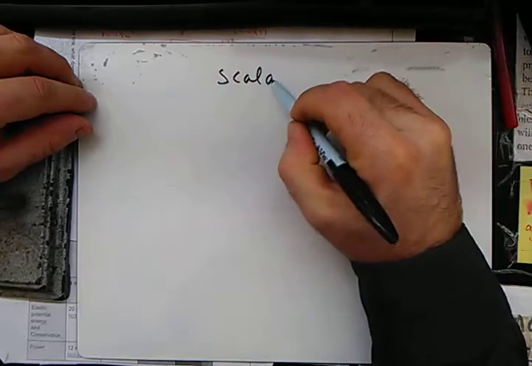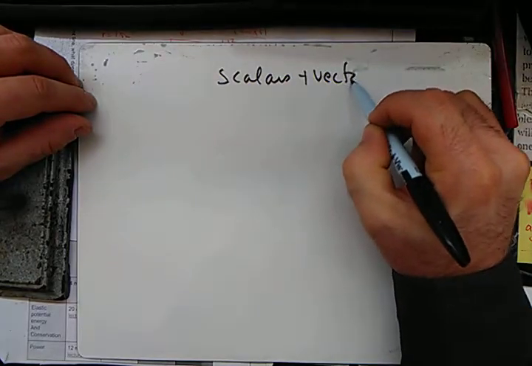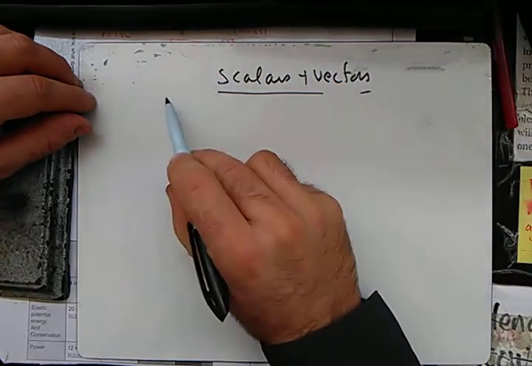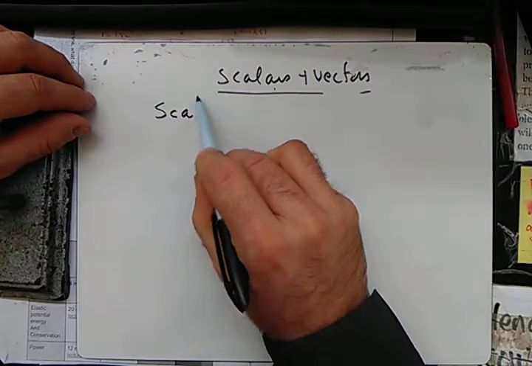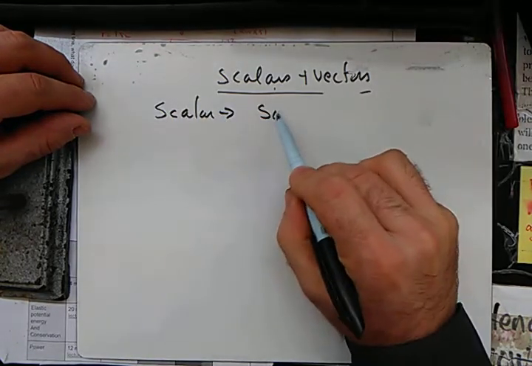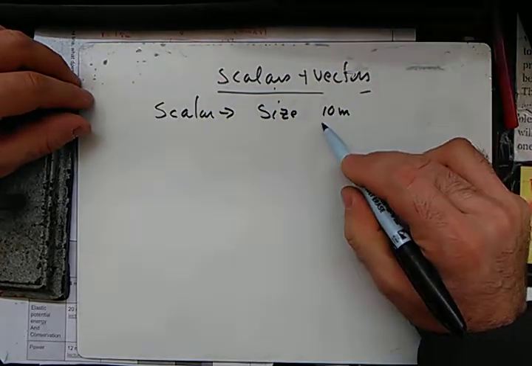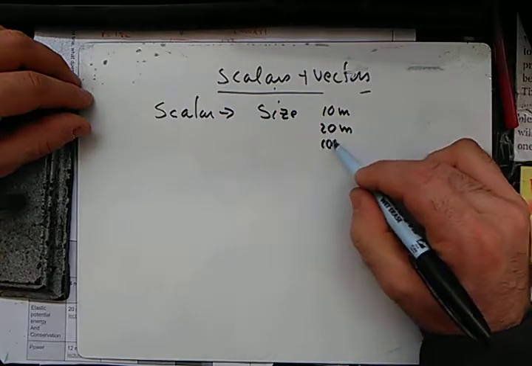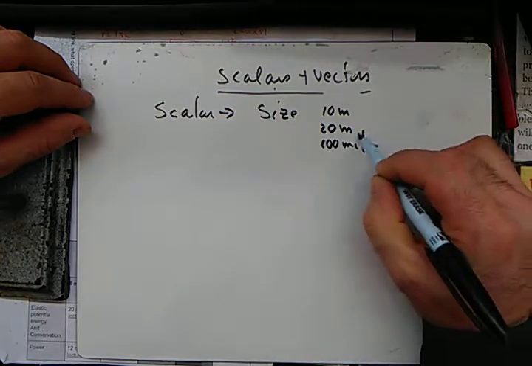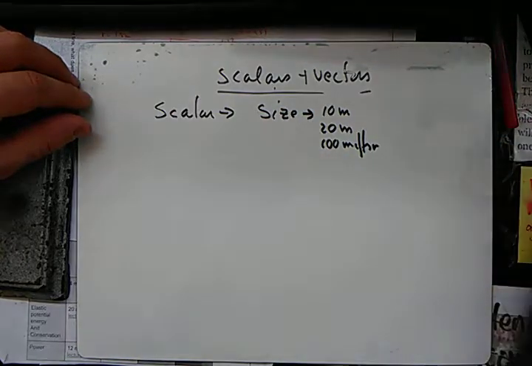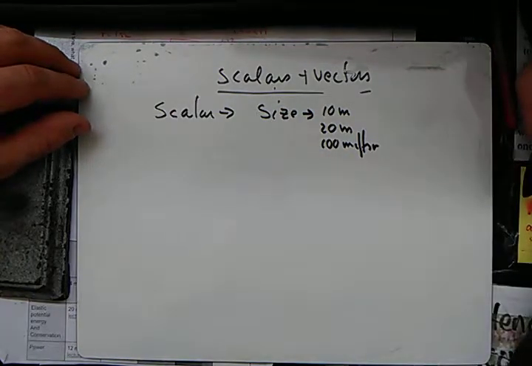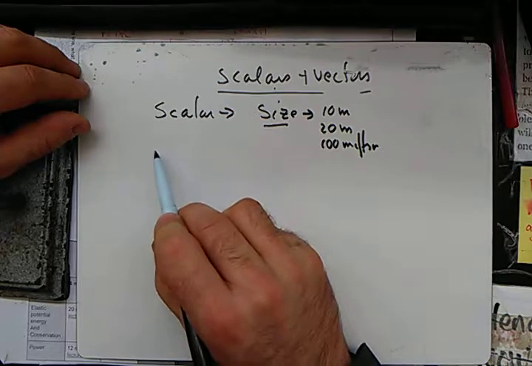Hey guys, so back to scalars and vectors. Okay, we said a scalar was just a size. So that just tells us 10 meters, 20 meters, 100 miles per hour. Just the size. It doesn't tell us anything about the direction. So we really are going to be working with something called vectors.